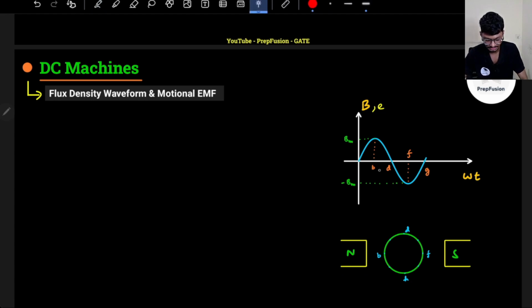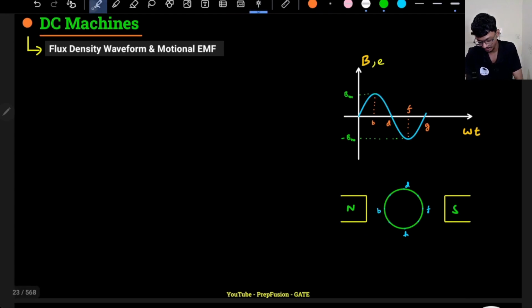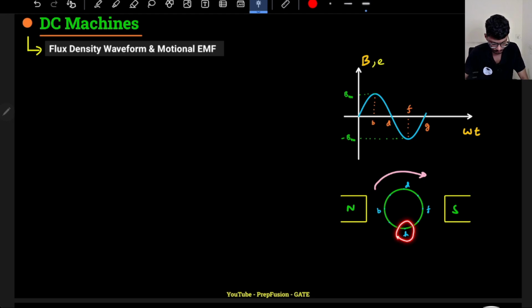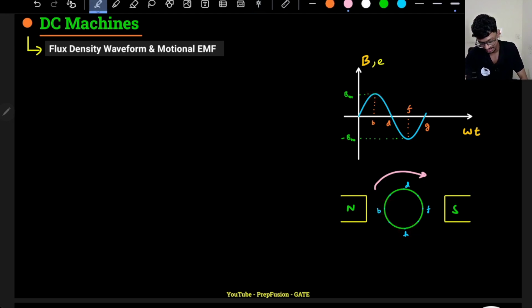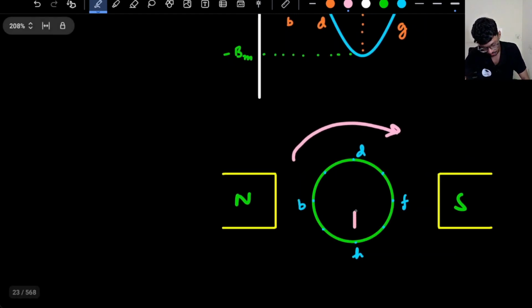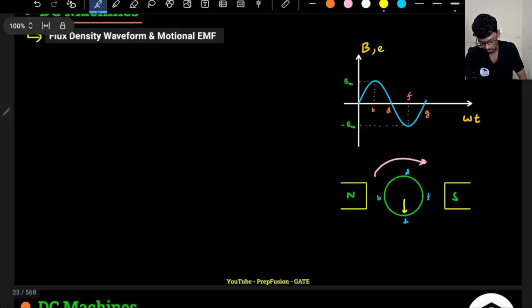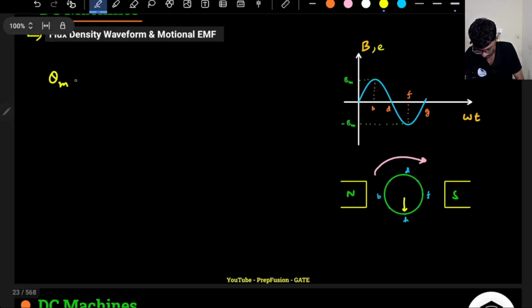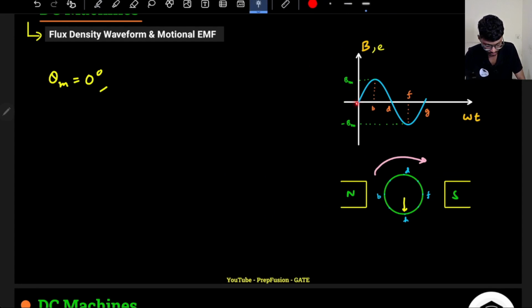for two poles, this is my flux direction, and if I rotate a full 360 degrees clockwise, I go from position H at omega t equal to 0 to position B, where the flux density is maximum. Initially I was at position H, so the mechanical displacement is 0 degrees. Theta mechanical, theta m, equals 0 degrees, and the flux is also 0, so theta electrical is also 0.